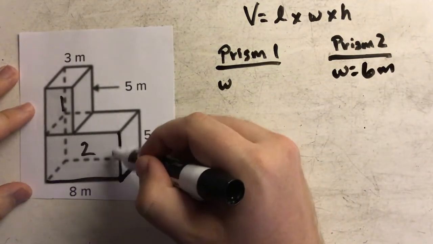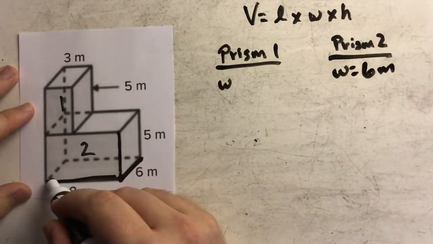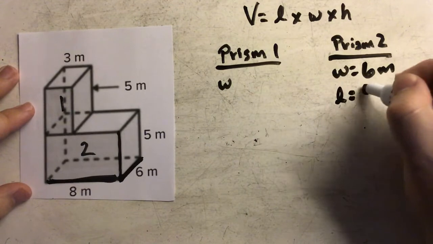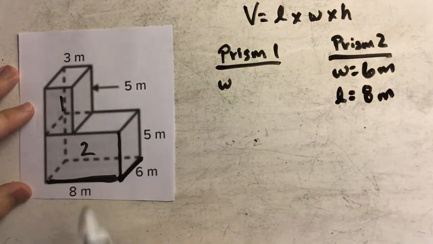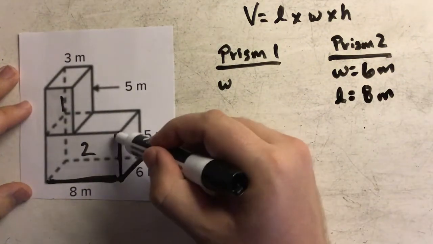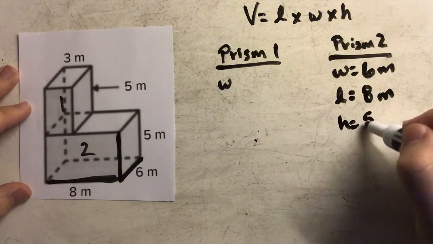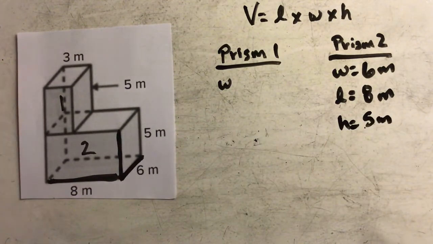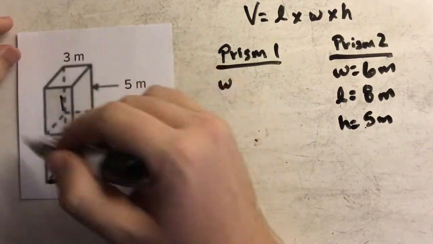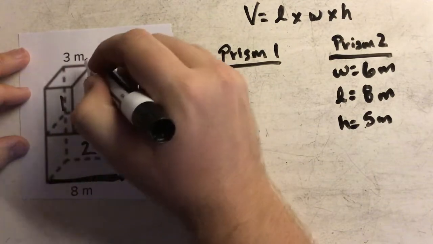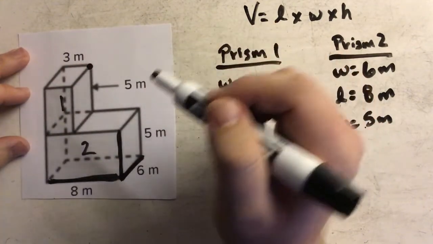If this is the length right here, we could say that the length is equal to 8 meters. And if this is the height right here, we can say that the height is equal to 5 meters. Okay, take a look at our top prism, prism number 1. If I, again, just choose any point where 3 lines meet, I could choose that one.